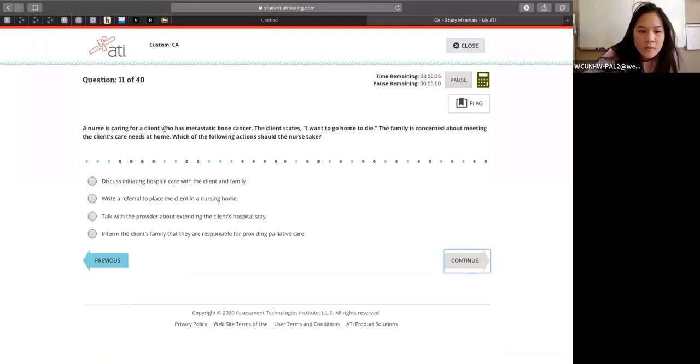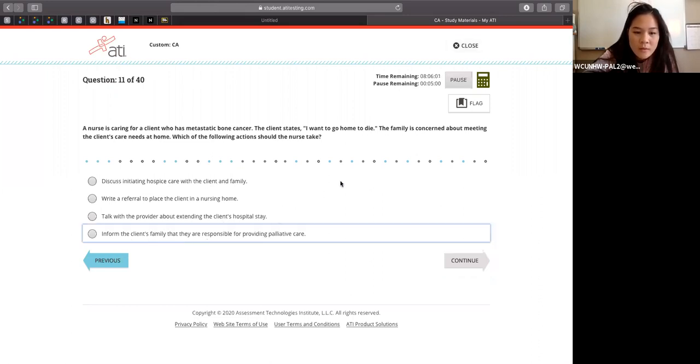A nurse is caring for a client who has metastatic bone cancer. The client states, "I want to go home to die." The family is concerned about meeting the client's care needs at home. Which of the following actions should the nurse take? Discuss initial hospice care with the client and family. Write a referral to place the client in a nursing home. Talk with the provider about extending the client's stay. Inform the client's family that they are responsible for providing palliative care. That's not right.